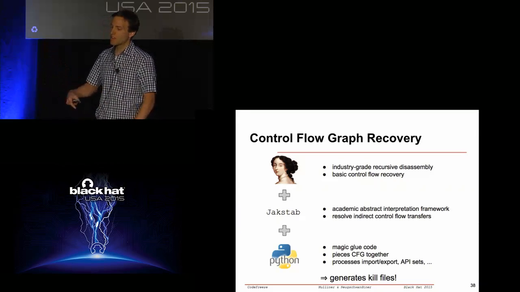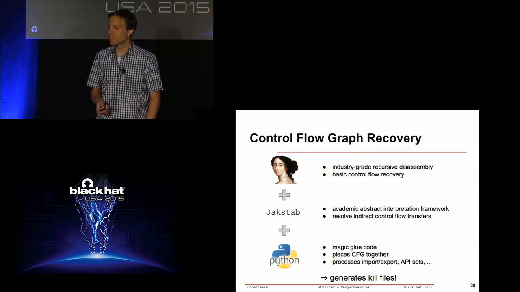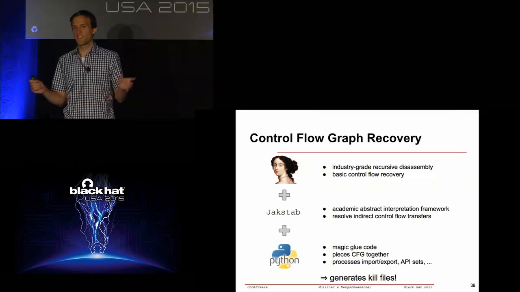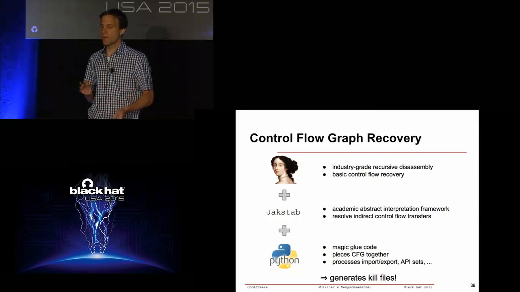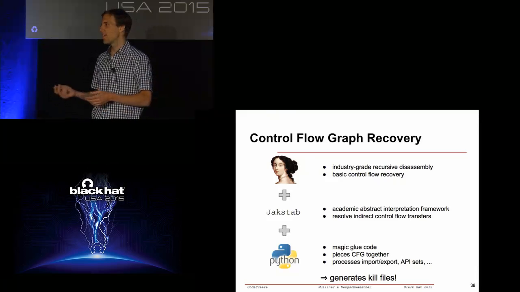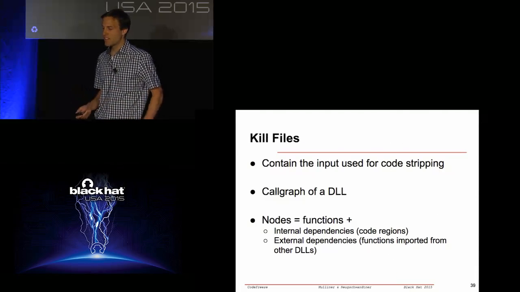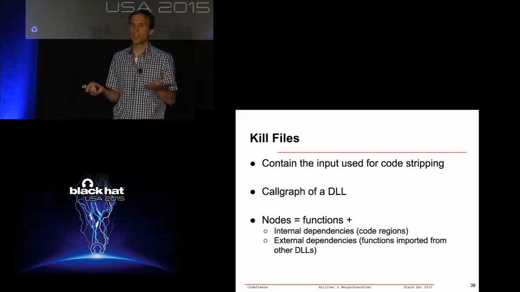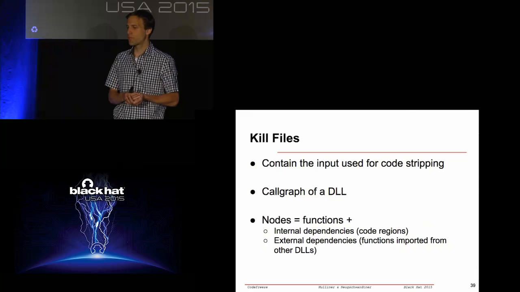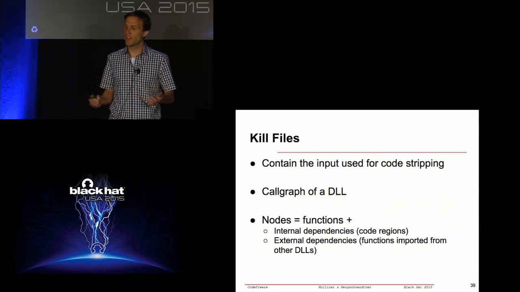We use the output of those two together, and then we have Python glue code that pieces all the different stuff together and also processes things like imports, exports, and then the API sets that have been introduced with Windows 8 and so on. And the result of that is our kill files. Kill files contain the input that we use during the runtime code stripping. And what they basically contain is a call graph of the DLL.